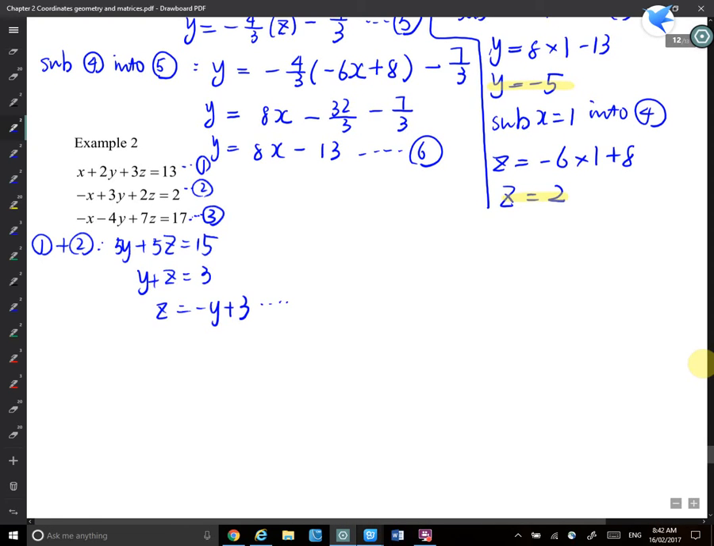Okay, that's equation number 4. Let's sub number 4 into number 1 and see what can happen. We can have x plus 2y plus 3z, and 3z is this, and it equals 13.